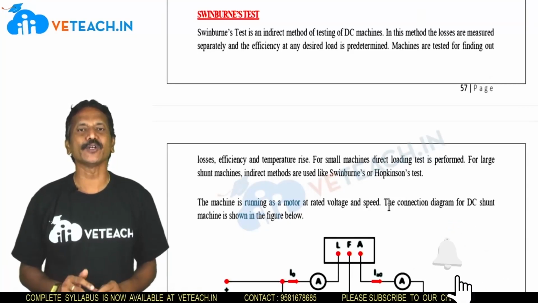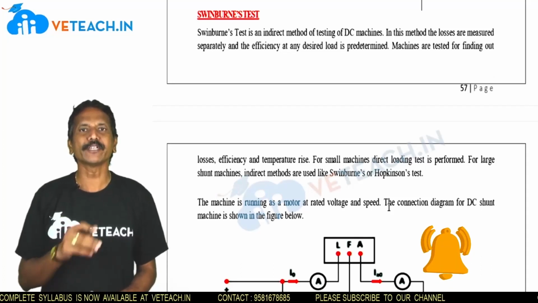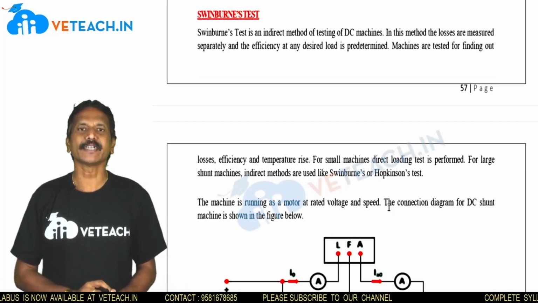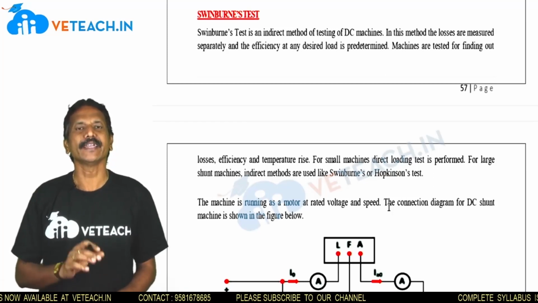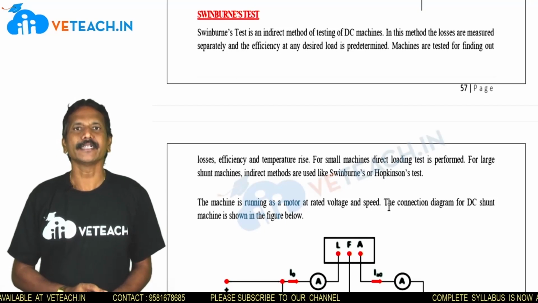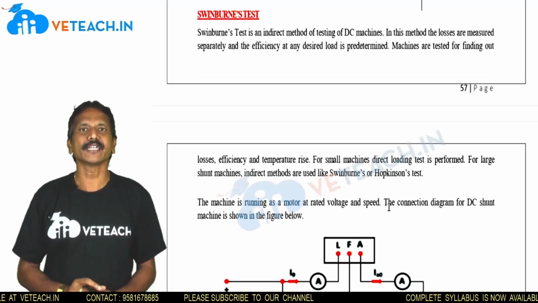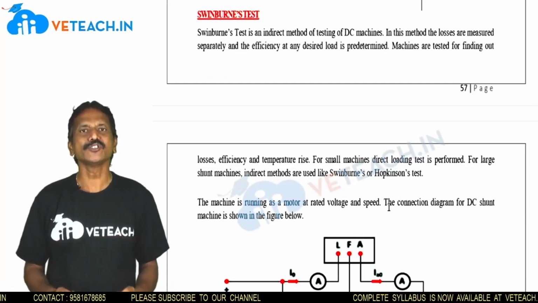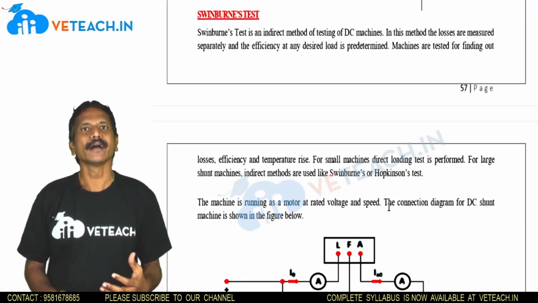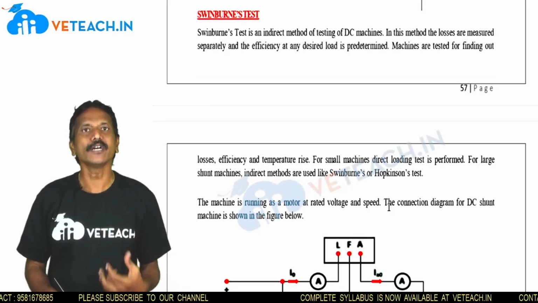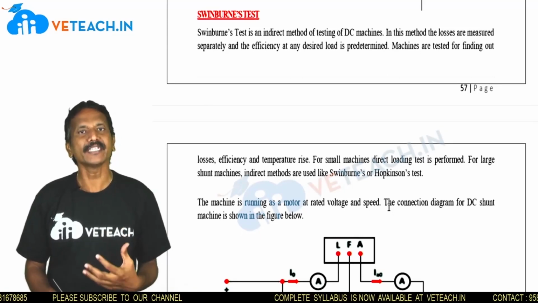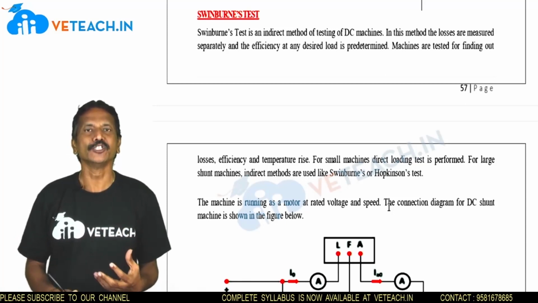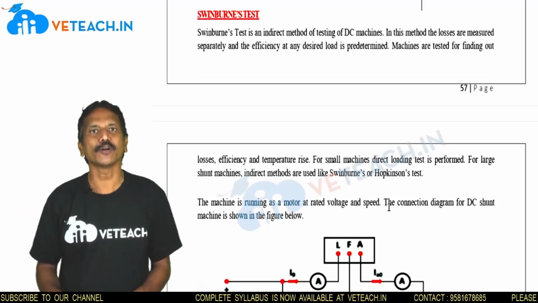Students, in this video, I will explain one important test which we can conduct on a motor as well as a generator for a DC source. For a DC motor and DC generator, a test that we can conduct is nothing but Swinburne's test. What test? Swinburne's test. This test is used to know the efficiency or the losses, and how the temperature rises initially and increases. So this is a very important topic, students.